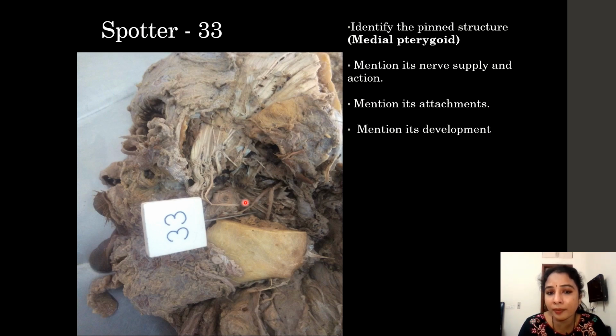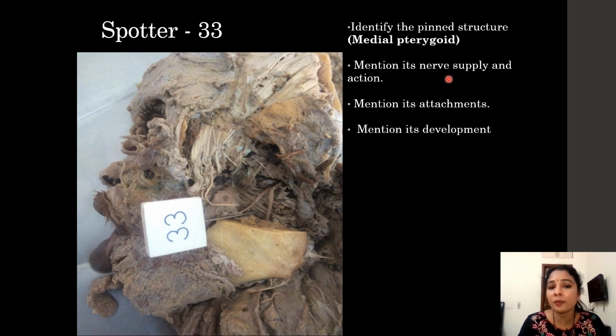So here this is the medial pterygoid muscle. It is the mirror image of masseter, which attaches to the ramus of the mandible. We all know masseter attaches to the lateral surface. Medial pterygoid attaches to the medial surface of the ramus of the mandible.